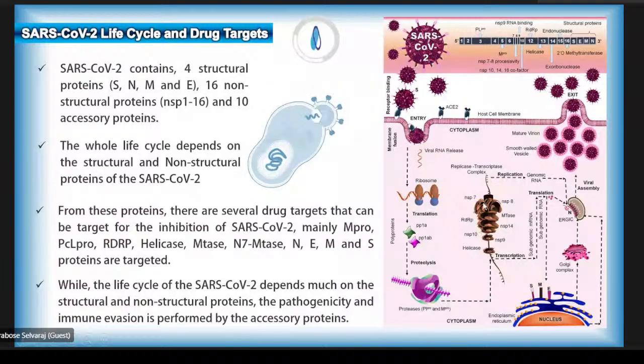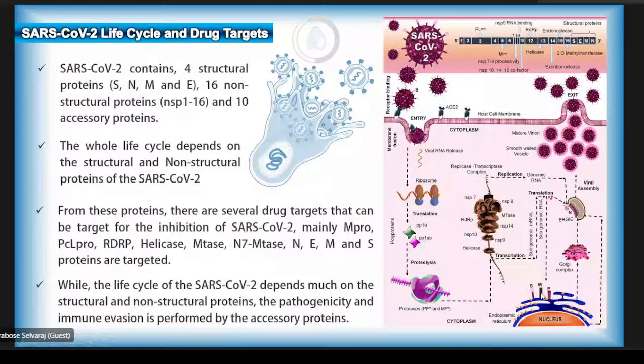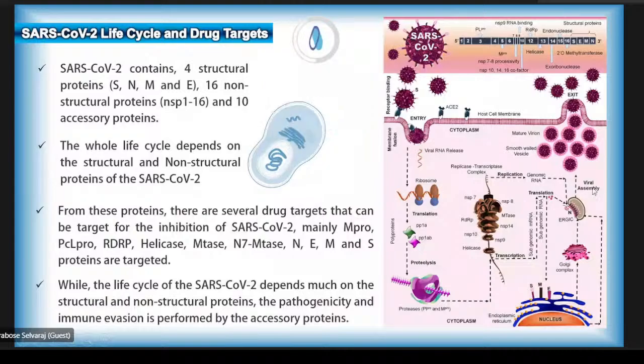and several protein fragments are produced, like NSP7, NSP8, RdRp (the RNA-dependent RNA polymerase), helicase, NSP9, and methyltransferase. These proteins carry out the replication process, and from there it goes to the Golgi complex. The structural proteins are assembled, and finally viral assembly happens. The mature virions exit the cell. This is the process of the life cycle.